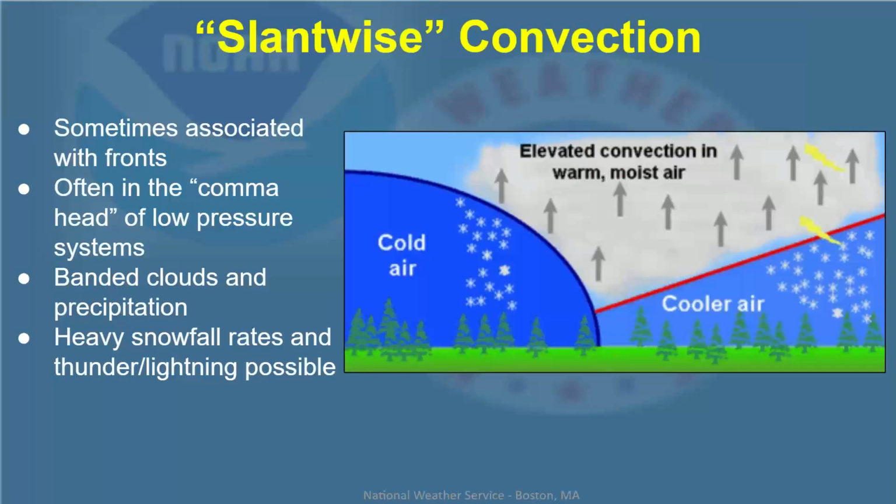So there are more banded clouds, banded precipitation, and that's where your thunder and lightning and the heavy snowfall rates are possible. It's not unusual where you have thundersnow. You have so much instability that you can get snowfall rates of 2, 3, maybe even 4 inches per hour in some cases. So that's the area. That's called kind of the sweet spot for getting some of the heavy snow.